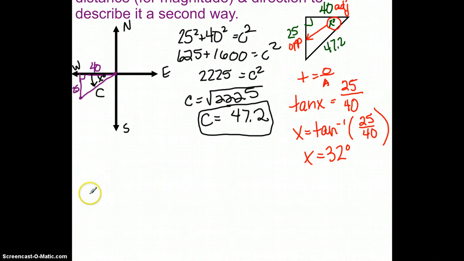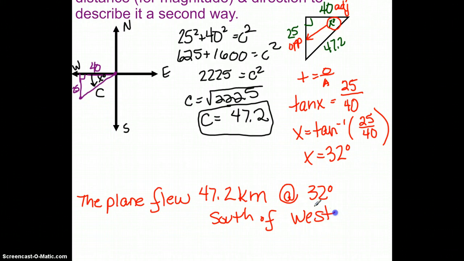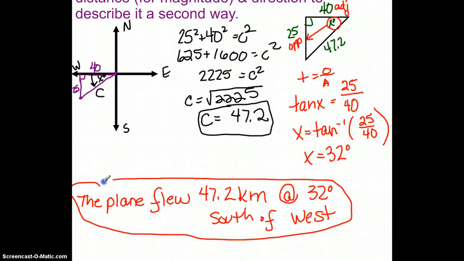So because we know this is a plane, we could say that the plane flew 47.2 miles, or kilometers, at 32 degrees. And if I were going to look at this, I would say it's moved south from west. So that means it moved 32 degrees south of west. Okay, and this part's going to be our answer. So quite a bit of work to go into that.